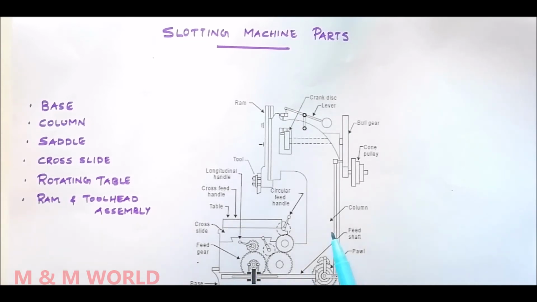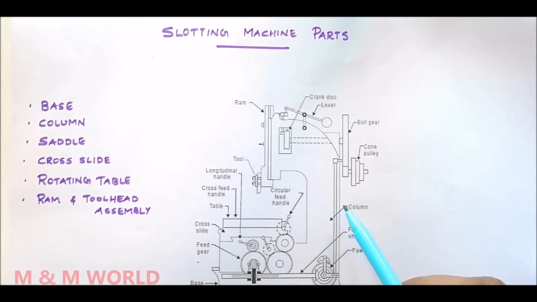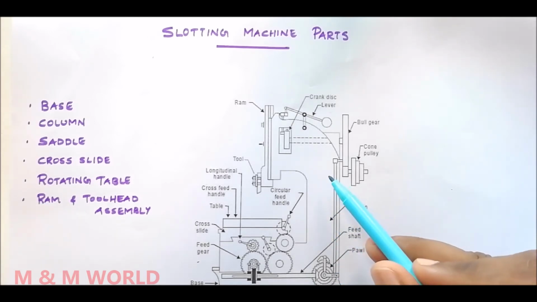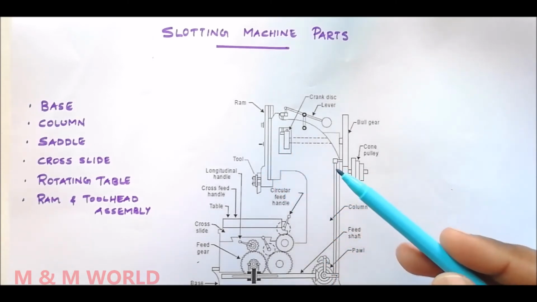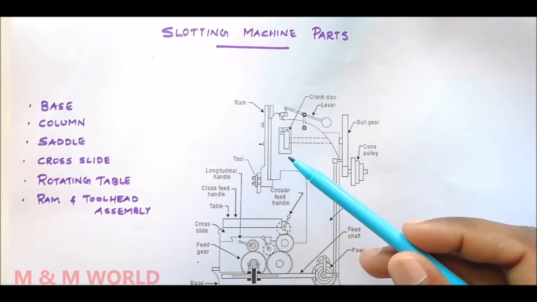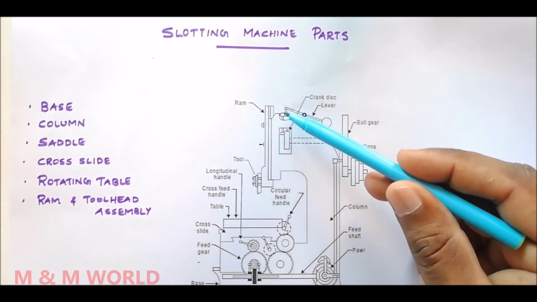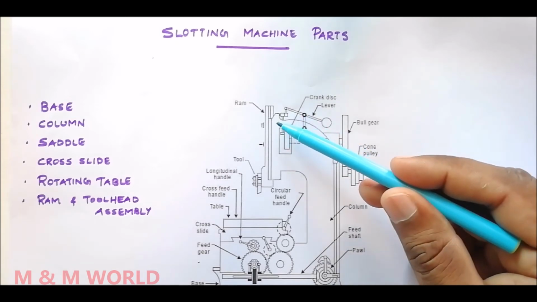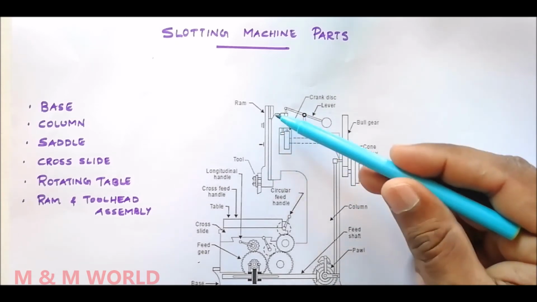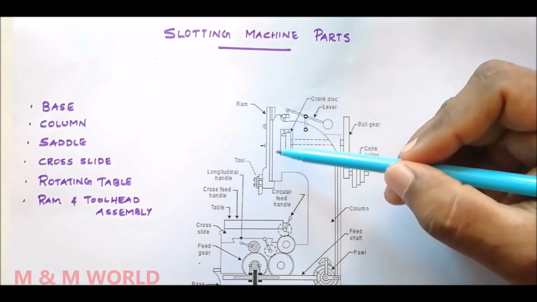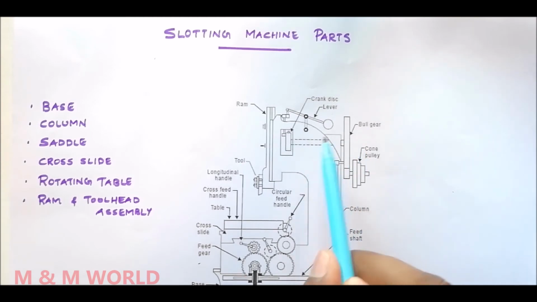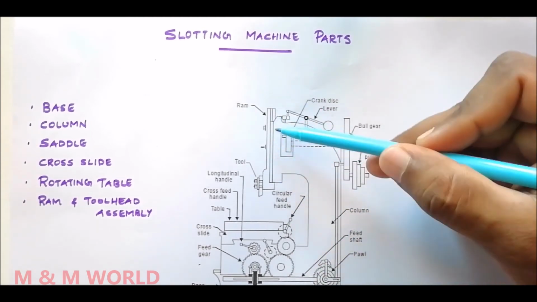Second one is column. So here we can see the column. So column is a vertical member which is cast integral with the base, and the column houses the driving mechanism of the ram. And the front vertical face of the column is accurately machined for providing guideways on which the ram reciprocates. So here ram reciprocates vertically. In case of shaper, the ram reciprocates horizontally. Here the ram reciprocates vertically.